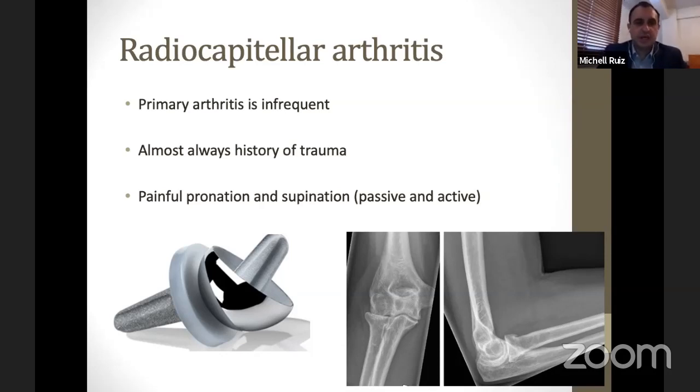In these patients of radiocapitellar arthritis, you will have very painful pronation and supination with the elbow flexed, and it doesn't matter if it is passive or active. The treatment in some cases may be the implantation of a radiocapitellar arthroplasty that is not very frequently used. And in some cases, you will argue that probably just doing the resection of the radial head will be more than enough.